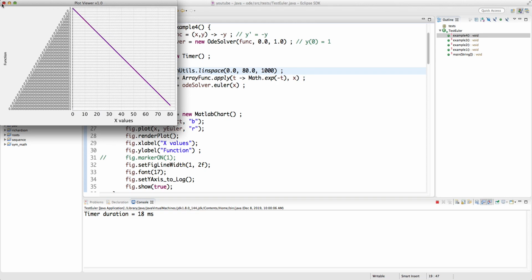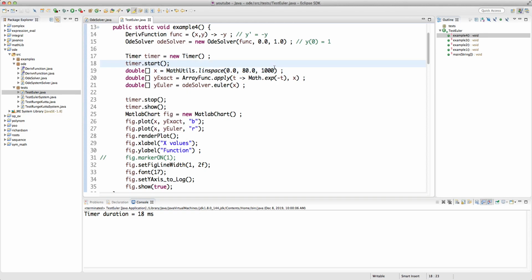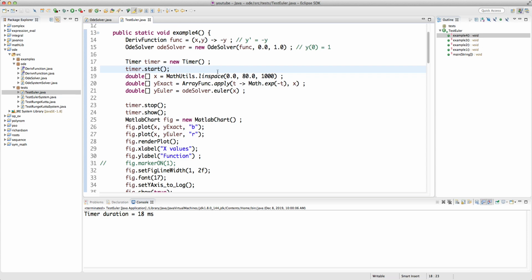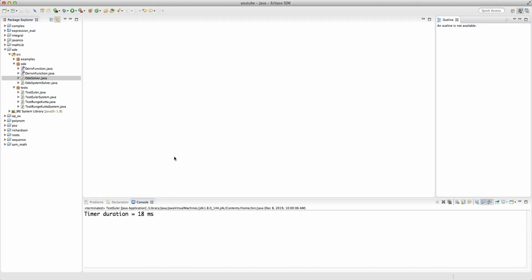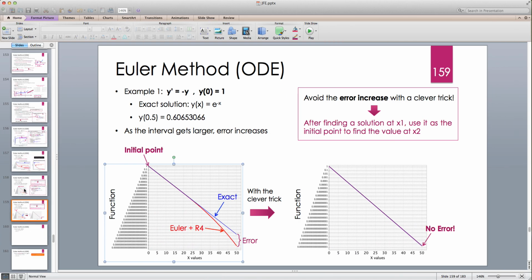So this method seems to be very effective, and you should always try to use this adaptive method or this clever trick, because for solving a differential equation we can always start from some initial point, find the value at a very close point with good accuracy, and then use that new point as the initial point to find the later values again and again. And as you can see, it's a very effective way of removing the error. Okay, so this was the final trick that we can do with Euler.